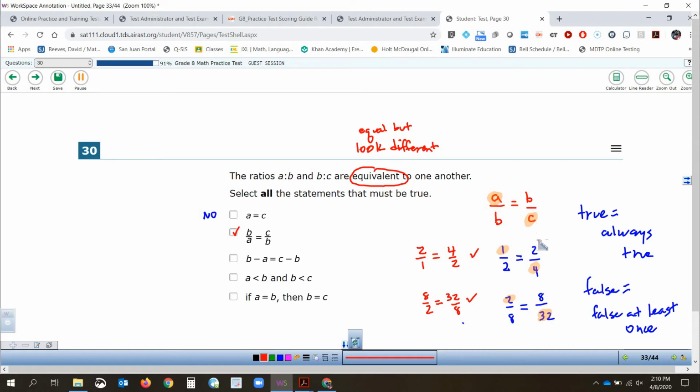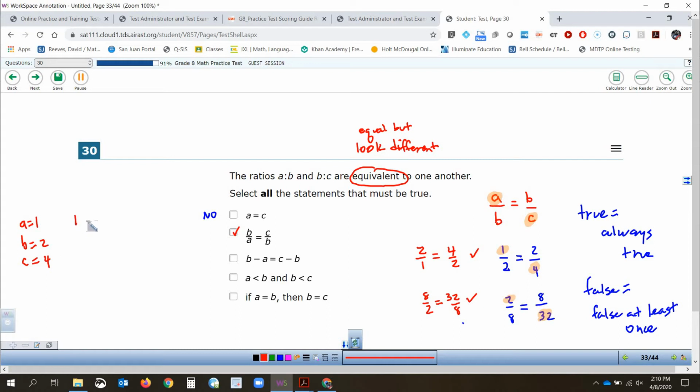So again, if we take a look at our example, I'm going to go ahead and go over here. For our example right here, what did we have? We had that A was equal to 1, B was equal to 2, and C was equal to 4. All right, so let's try this.